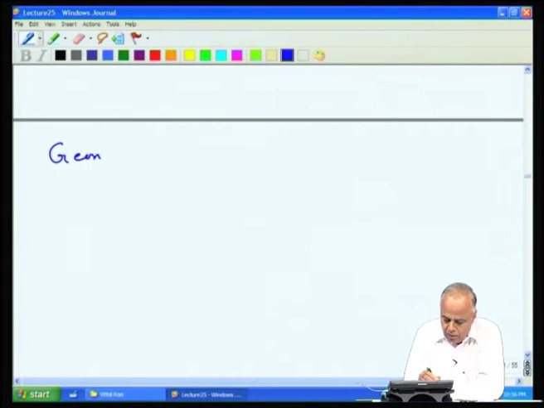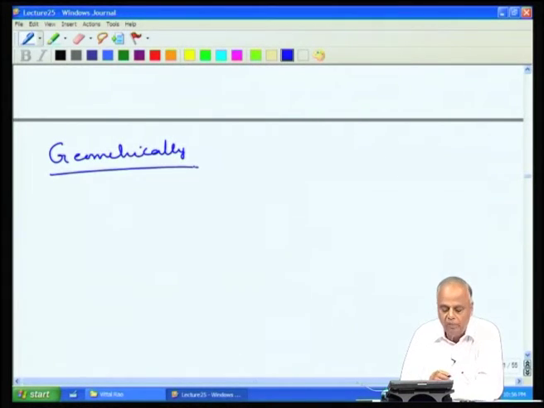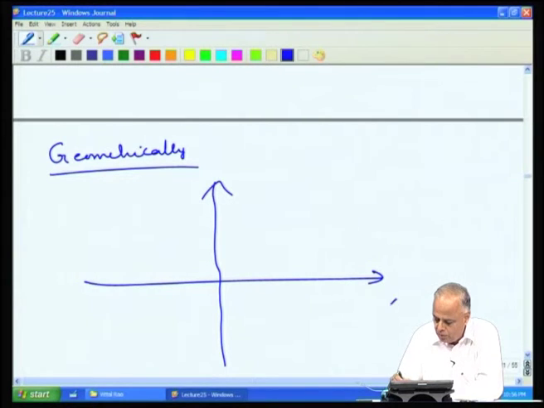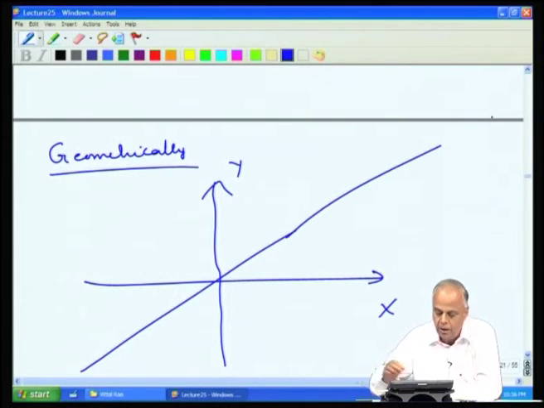Geometrically, what this does is the generalization of the following fact that we know in 2 dimensions. Let us take 2 dimensions, with this x and y axis. Suppose the notion of a subspace is a line passing through the origin. So, let us say this is the subspace, a line passing through the origin.